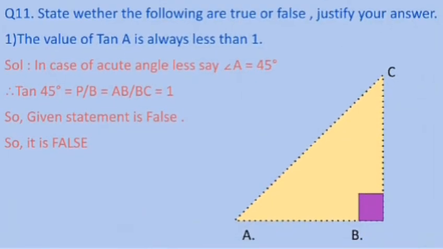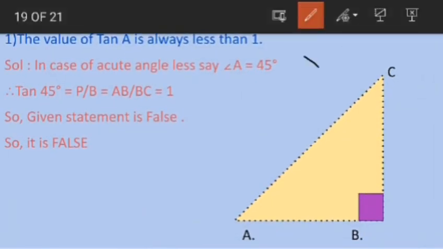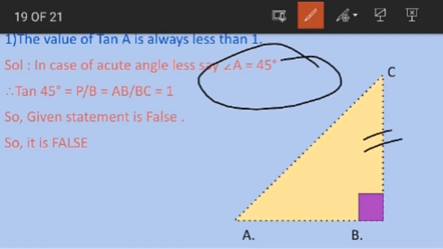Always remember class, in the case of 45 degrees, your sides are going to be equal, that is AB equals BC, and you can cancel them out and you will be left with the answer 1.